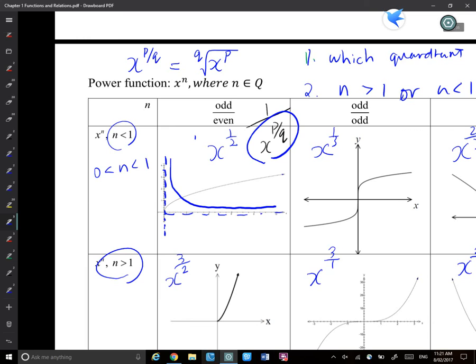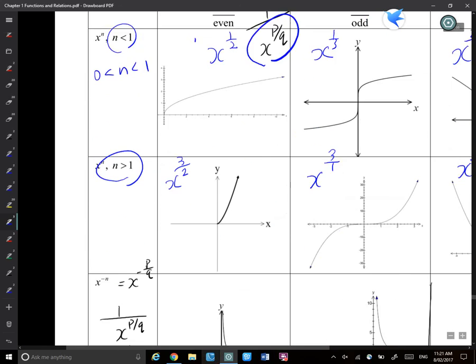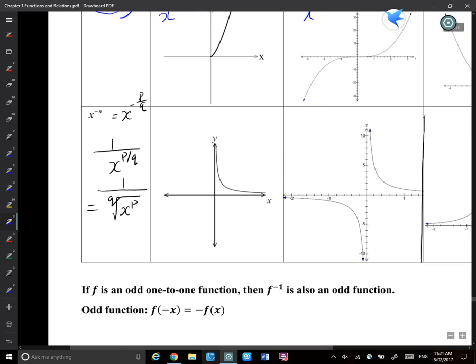You draw the x to the power of p over q first and you think about 1 divided by that function, what will happen? 1 divided by a really small value will approach positive infinity. If you divide by a really large y value, that will approach 0. So your graph will look like the blue one. So I will take off this to avoid confusion. So let's come back. See, we have this graph.